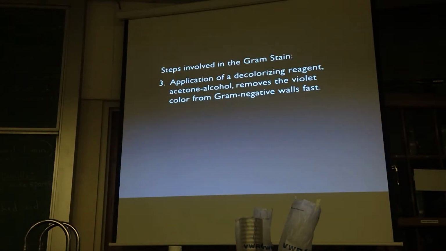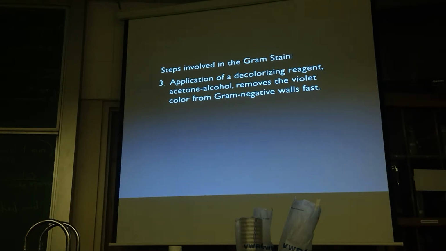The third thing we apply is a decolorizing reagent. The decolorizing reagent we use in this laboratory is acetone alcohol, so it is very rapid acting. It's 70% ethanol and 30% acetone. Acetone is fingernail polish remover, so if you have really fancy nails, watch out for our decolorizing reagent. It will mess them up.